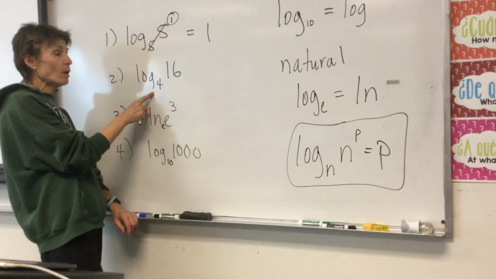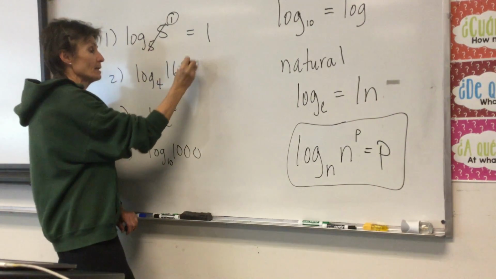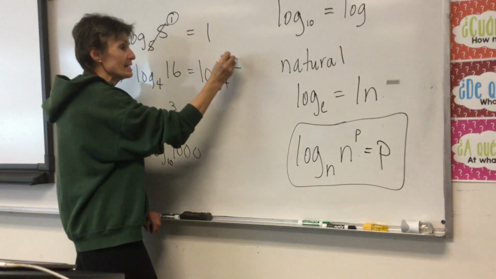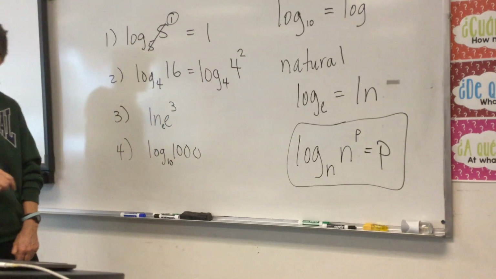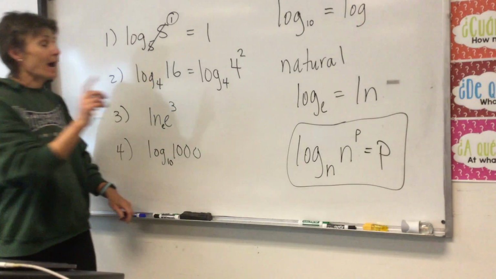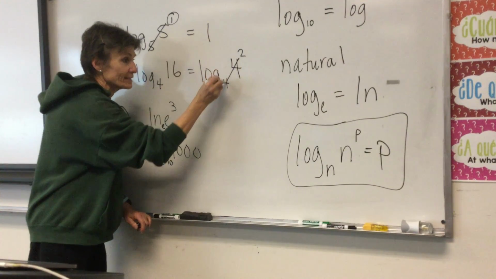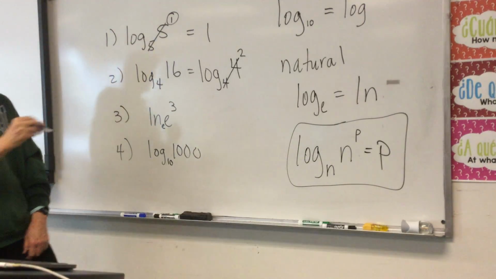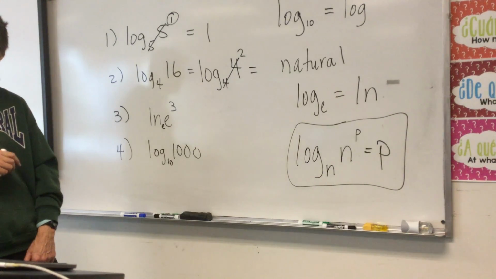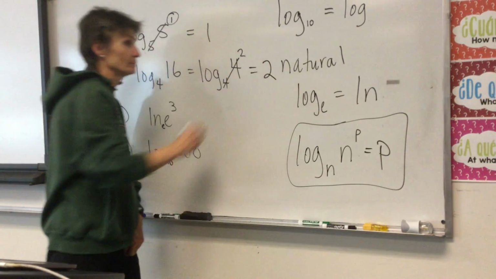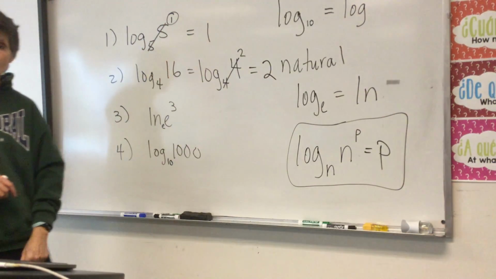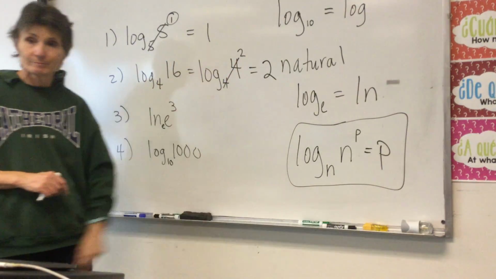Now, this one is exactly the same, except you have to recognize that 16 is 4 squared. That's not a mystery. You all know 16 is 4 squared. I wrote it as 4 squared so that these two would match, and now I can see that the answer is what? What's the answer to number 2? It is 2. So the answer to number 1 was 1. How cool is that? And now the answer to number 2 is 2.